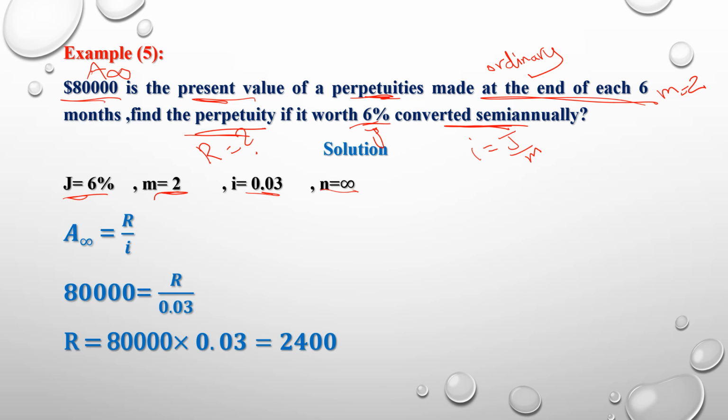Then by substituting the value of A infinity by $80,000, and R is missing, I equals 3%, then R equals A infinity times I, or $80,000 times 3%, and this equals $2,400. This is the value of the perpetuity.